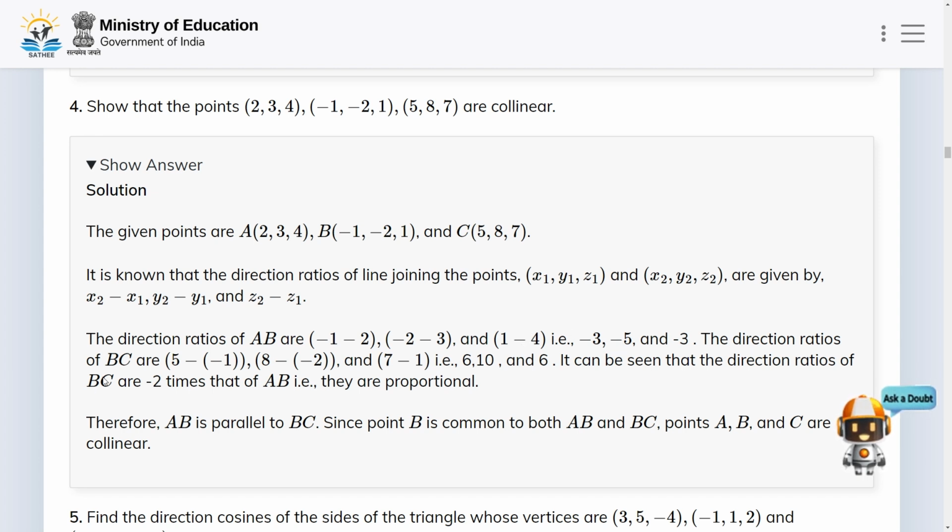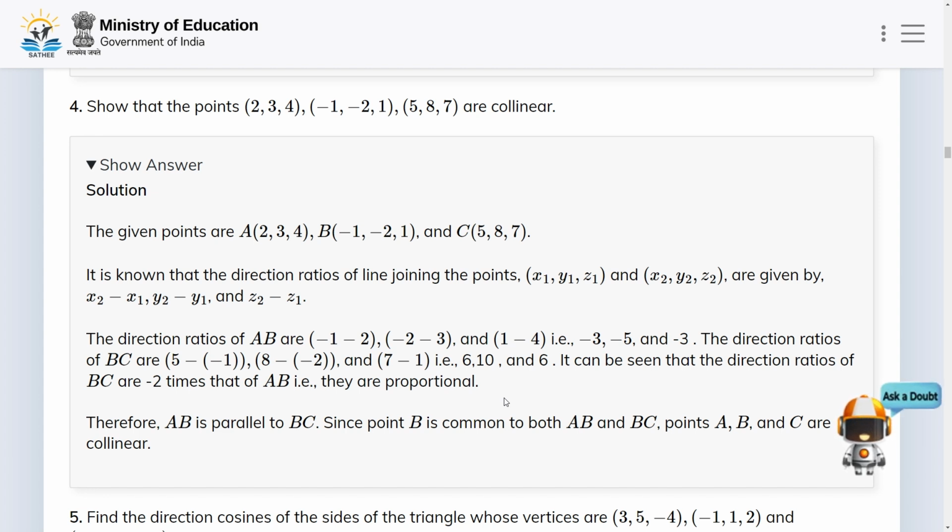The direction ratios of BC will be 5 minus (-1), 8 minus (-2), 7 minus 1. This means 6, 10, and 6. Clear? You can directly observe that the direction ratios of BC are just 2 times the direction ratios of AB. This means they are proportional to each other. This means they are parallel to each other.